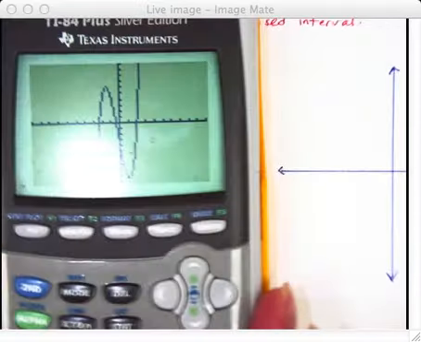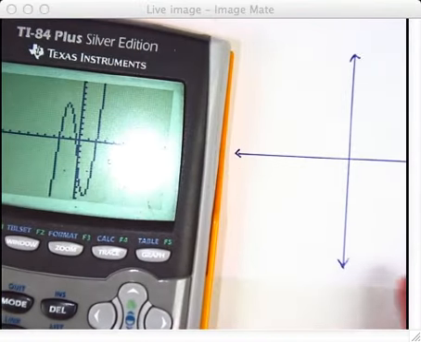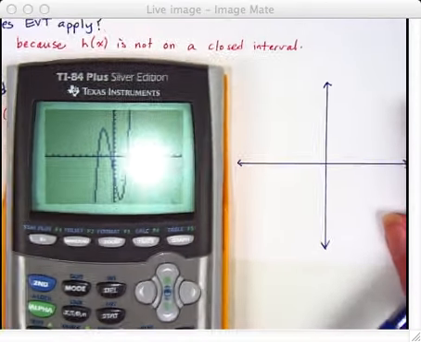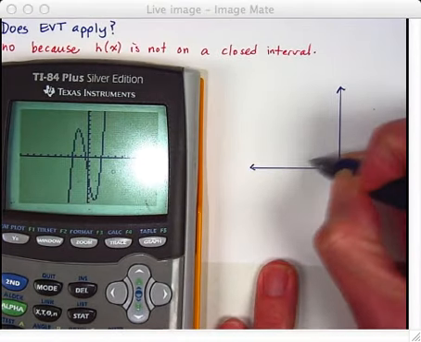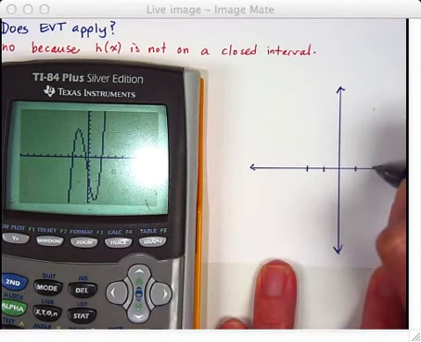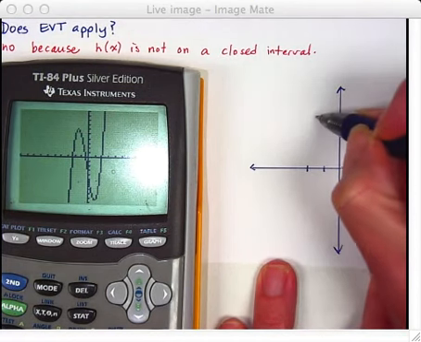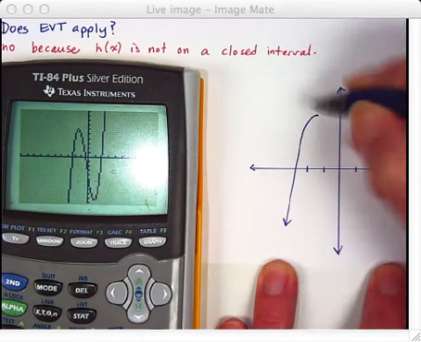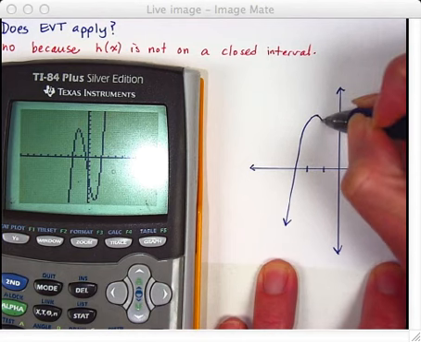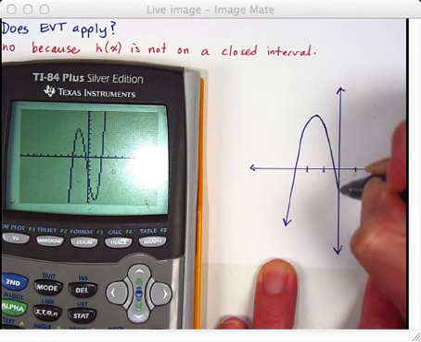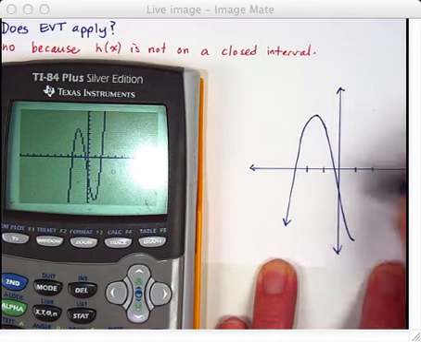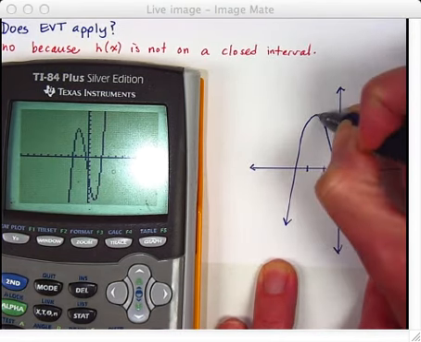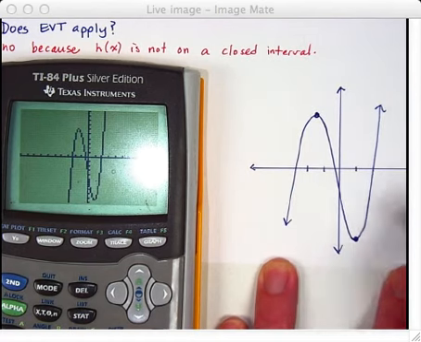So I'm just going to make a little sketch over here in my graph. Something like this, and it goes down there, and then up again. All right, so I'm looking for that point and that point.